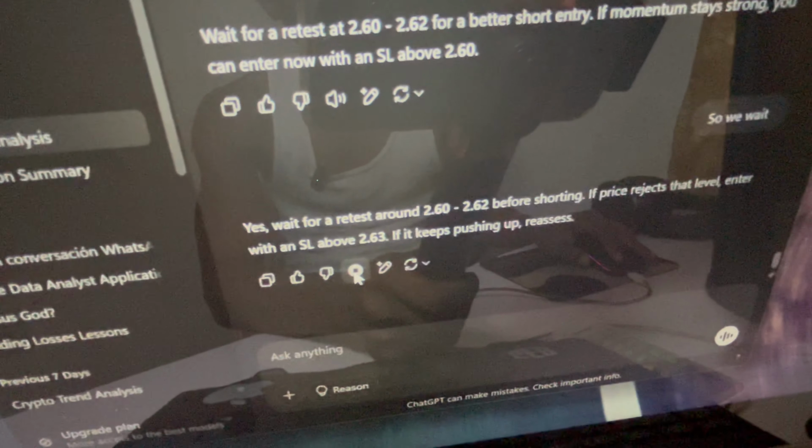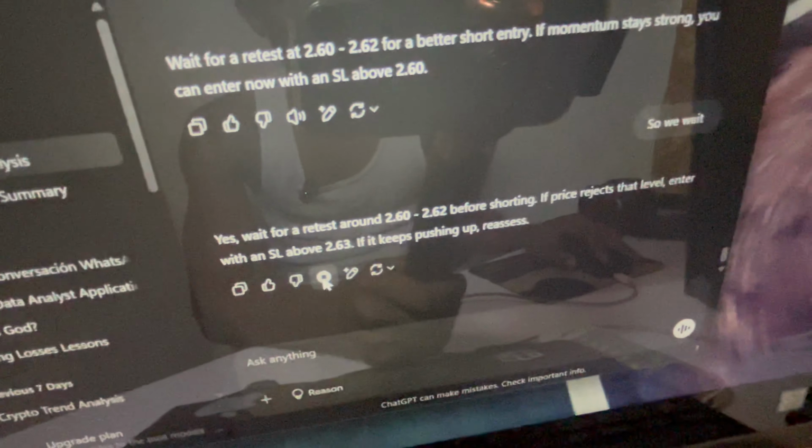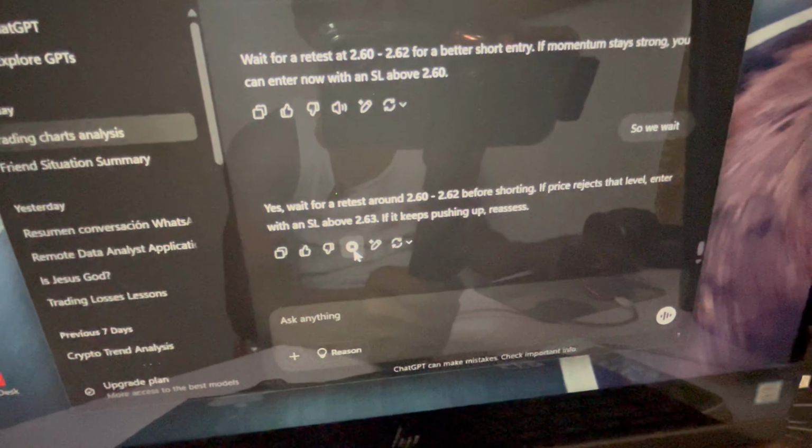Yes, wait for a retest around 2.60 to 2.62 before shorting. If price rejects that level, enter with an SL above 2.63. If it keeps pushing up, reassess.